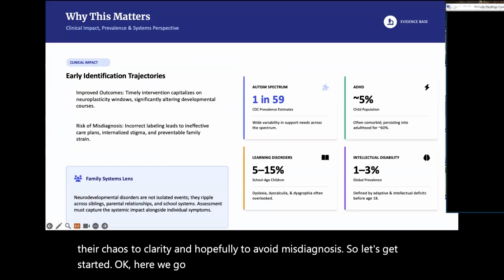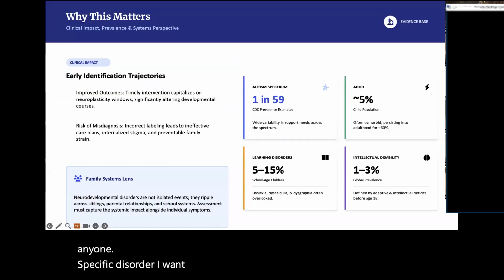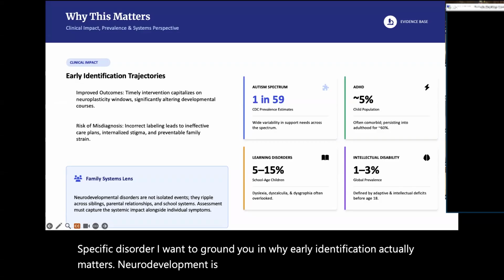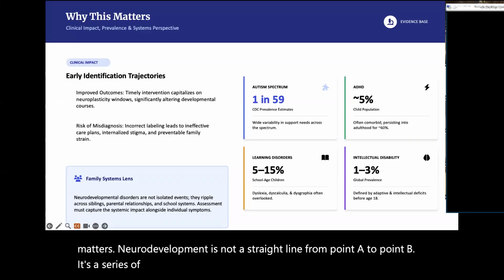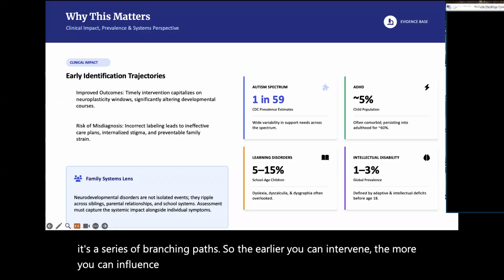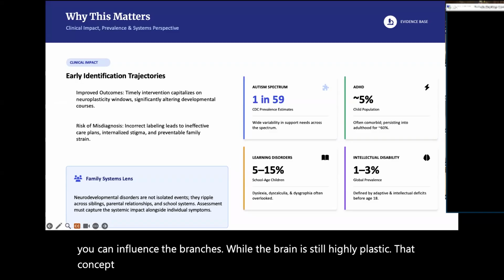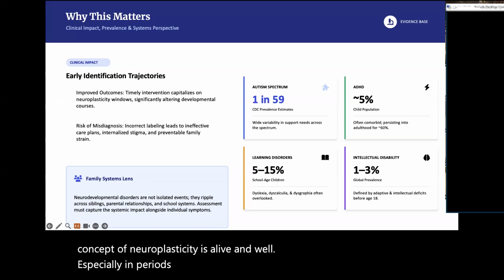So, why does this matter? Before we dive into any one specific disorder, I want to ground you in why early identification actually matters. Neurodevelopment is not a straight line from point A to point B. It's a series of branching paths. The earlier you can intervene, the more you can influence the branches while the brain is still highly plastic. That concept of neuroplasticity is alive and well, especially in periods of rapid growth and development.